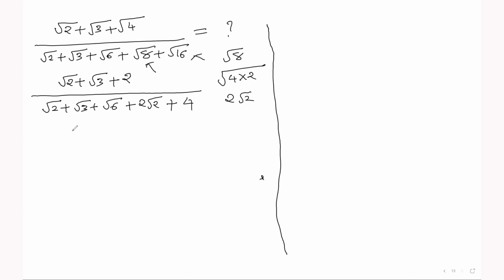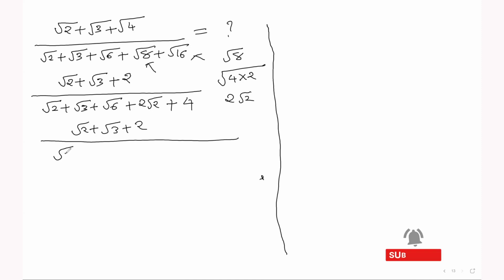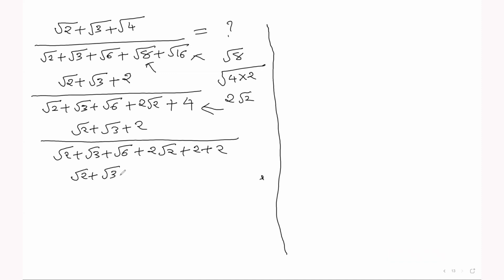In the next step, I'll write down root 2 plus root 3 plus 2, everything divided by root 2 plus root 3 plus root 6 plus 2 root 2. Now, this 4, I'm going to split as 2 plus 2. So I'll write it down as 2 plus 2. Now, on the top, no change. So root 2 plus root 3 plus 2.